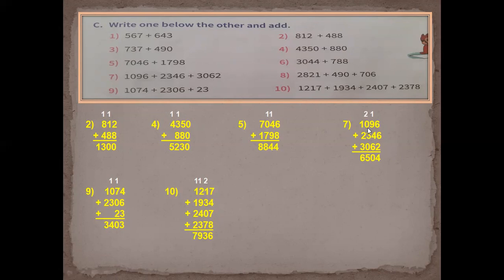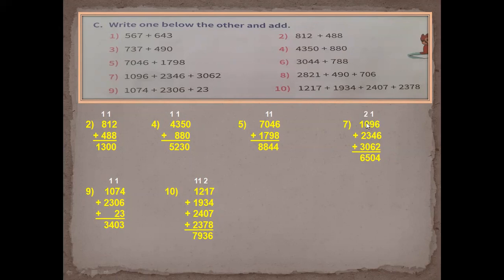Next, seventh one, 1096 plus 2346 plus 3062. See here, in the ones place 3 digits are there. You have to add those 3 digits. 6 plus 6 equals 12. 12 plus 2 equals 14. You write that 4 in the ones place and carry 1 to the next tens place. Now add the tens place digits. 9 plus 1 equals 10. 10 plus 4 equals 14. 14 plus 6 equals 20. You write that 0 in the tens column and carry 2 to the next hundreds column.